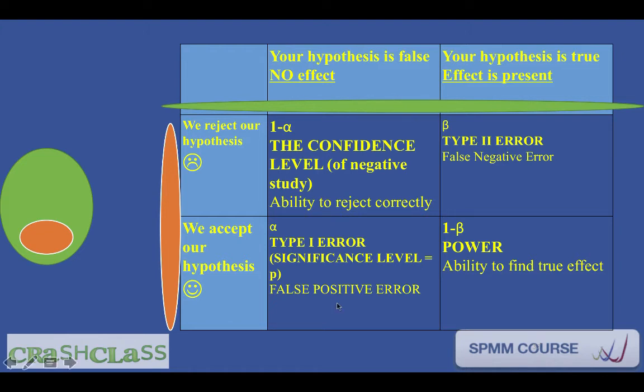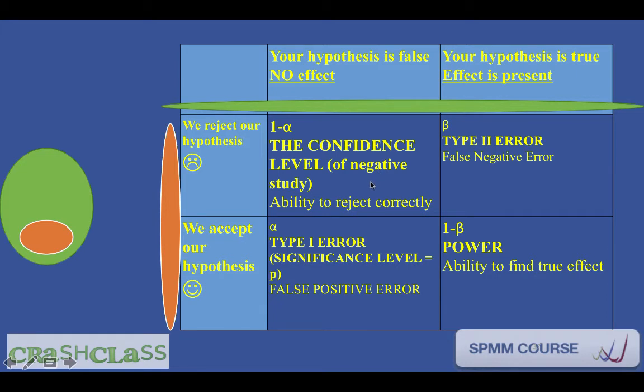So the columns here add up to 100%. If you add up the column, these two boxes will make 100%. So if this is 5%, what should this box be? 95%. In the same way, if this is 20%, what should this box be? 80%. So let's talk about this box now, the confidence level.